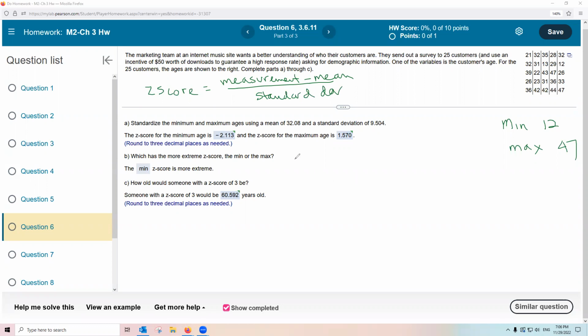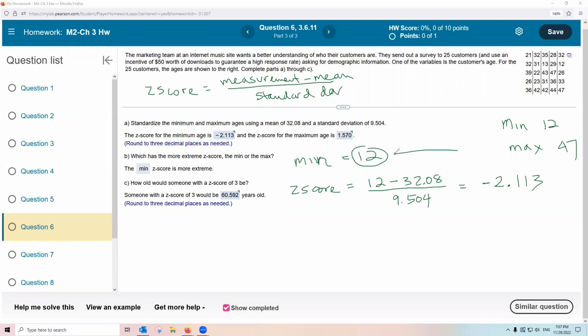So let's do it for the min. Well, the measurement for the min is 12. So let's calculate the z-score. This is going to be 12 minus the mean, that's 32.8, that was given to us, divided by the standard deviation, that was given to us as 9.504. And if you work this out on your calculator, it gives us negative 2.113. What this is telling us is this minimum, 12, is 2 standard deviations below the mean.